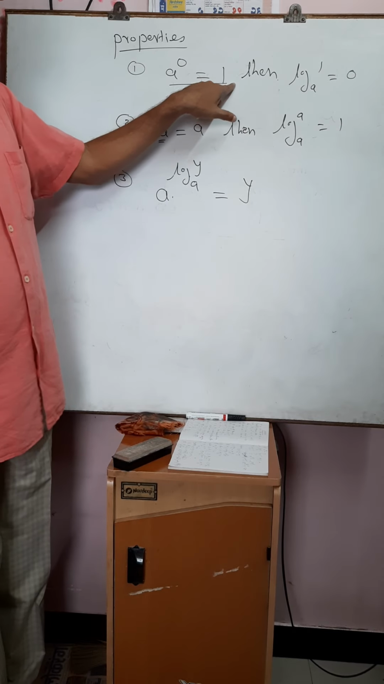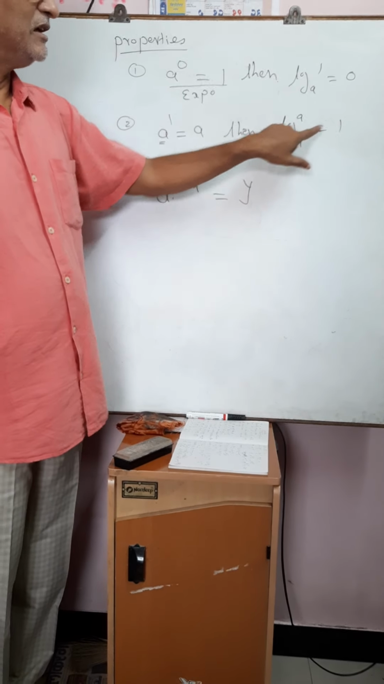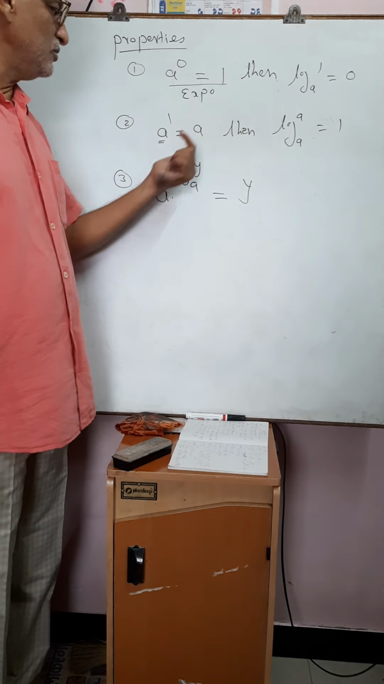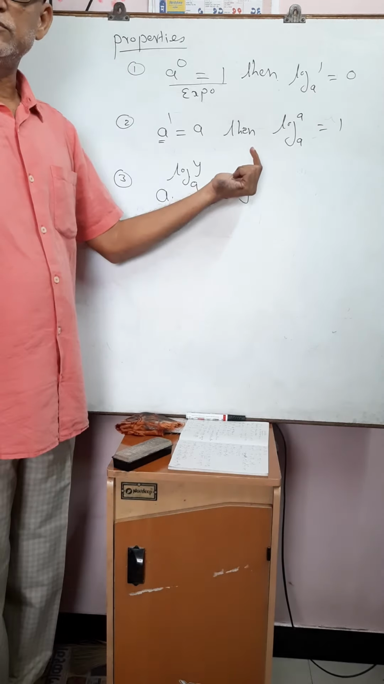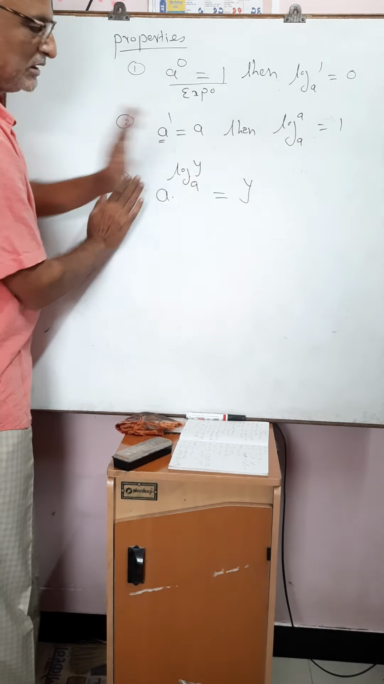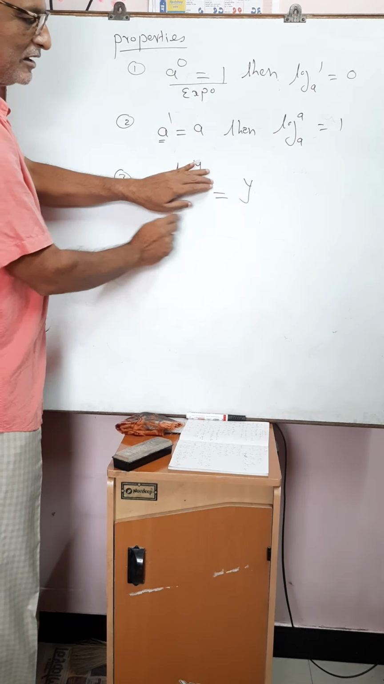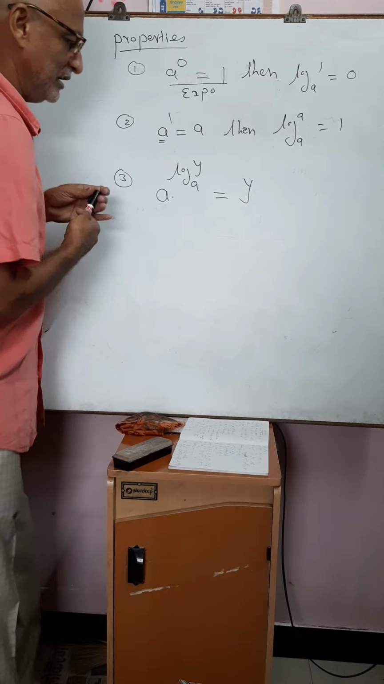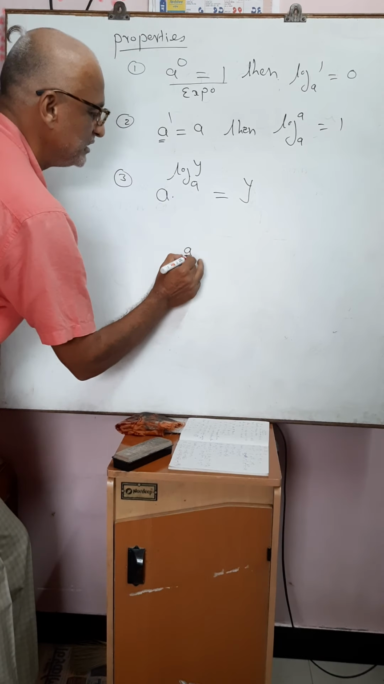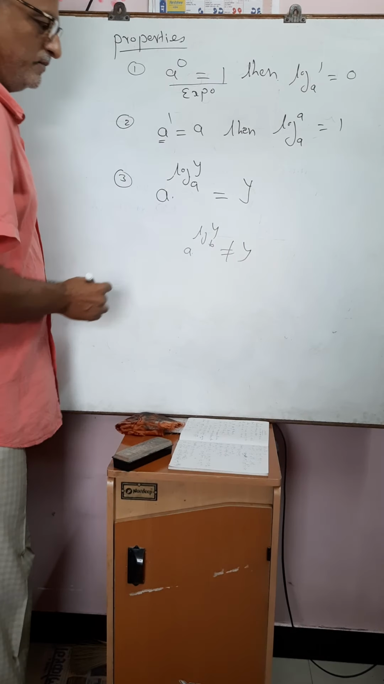A raised to 0 equals 1, that means log 1 to the base a equals 0. Log a to the base a equals 1. And a raised to log y to the base a is always equal to y. That means since these bases are same, this is equal to y. Suppose here it is a and here it is b, log of y to the base b, then that cannot be written as y. That means if it is a raised to log of y to the base b, then this is not equal to y.